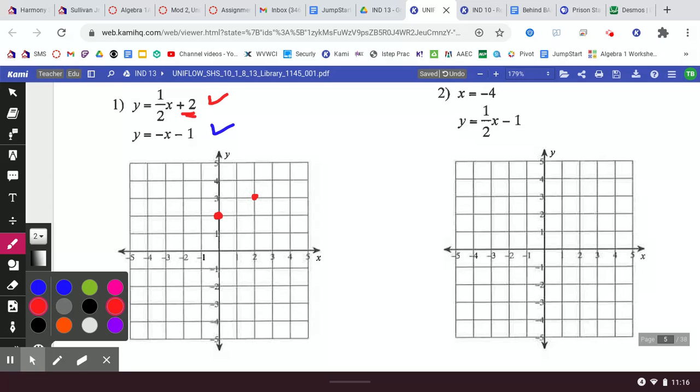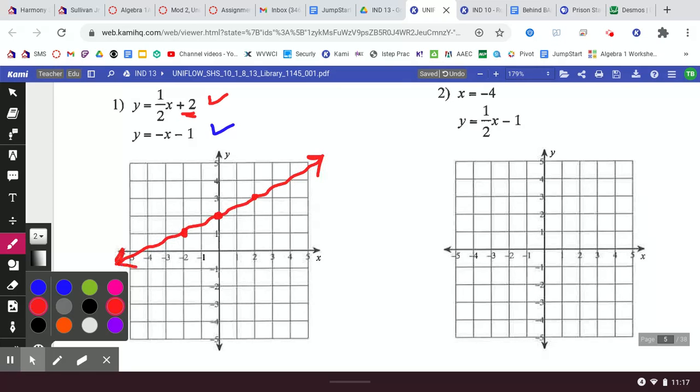And remember, I can also go down 1 and backward 2. And both of those moves, right, 2 negatives make a positive. So both of those moves keep me on that same line. And then I'm going to connect my points with a straight line.